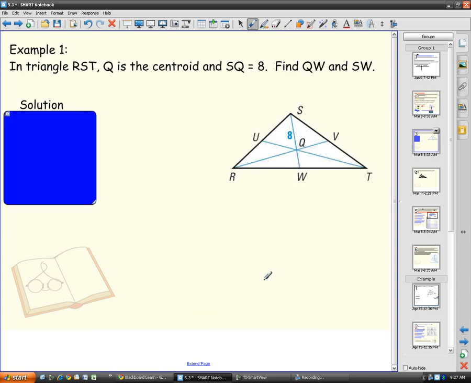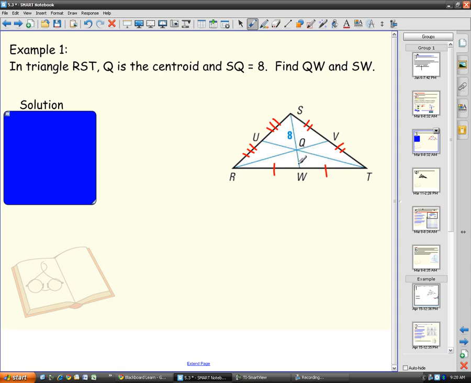Moving along, we're going to use that property. Here's our example. If you'd like to try it on your own, please do. If not, you can watch and I will go through it. It says in triangle RST, Q is the centroid. So these pieces are equal, and these pieces are equal, because the points U, V, and W are the midpoints of the opposite sides. They say SQ is 8, and they want us to find QW and SW, the whole thing.